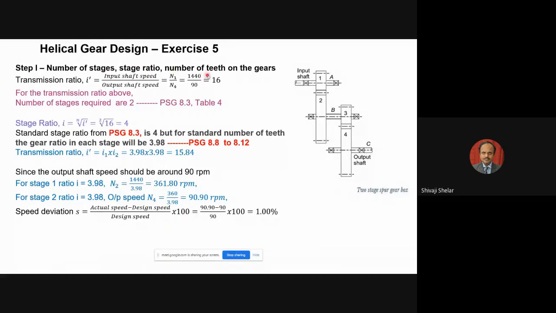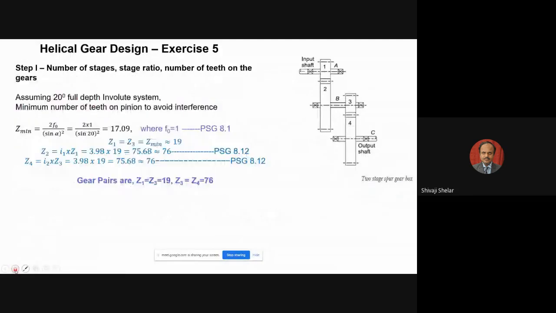Now let's go for the number of teeth on the gears on the next slide. You can go to pages 8.2 and 8.12. I will show this again in the calculation. We are selecting a 20 degree full depth involute system. As per the minimum number of teeth on the pinion to avoid interference, from page number 8.1, Z minimum is equal to 2 F naught upon sin alpha square, where alpha is the pressure angle and F naught is equal to 1 in this case. So this comes out to be 17.09.